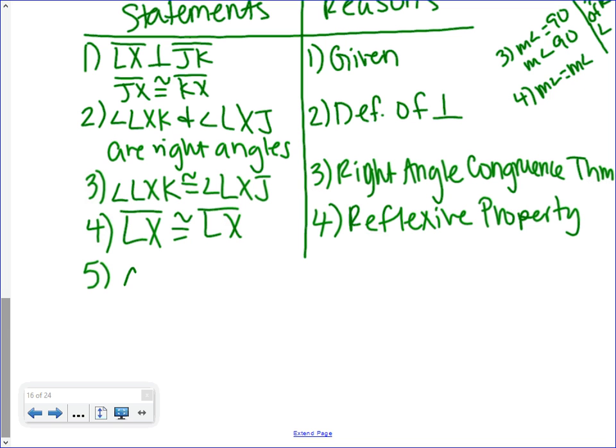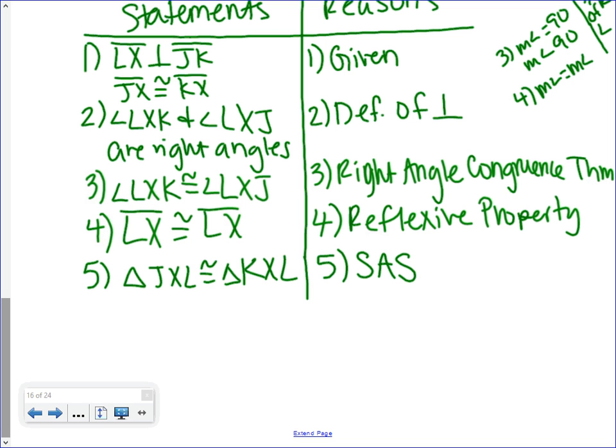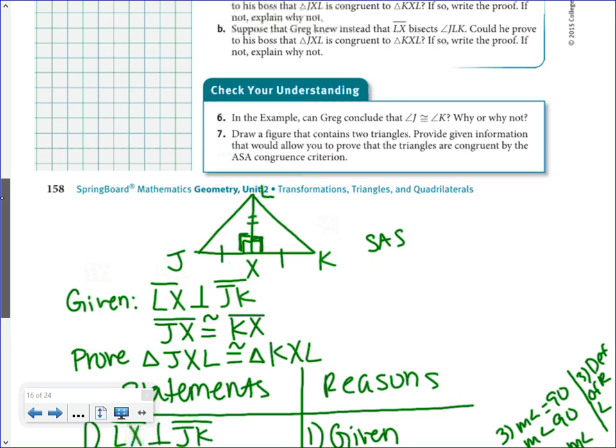And then step 5 is to say that the triangles are congruent. And the reasoning, as we already said, is side, angle, side. So that would be your proof for part A there. Now looking at part B.